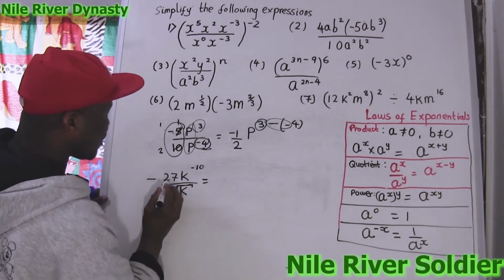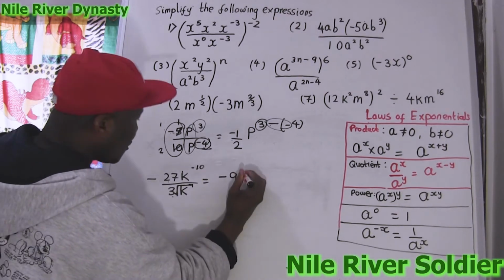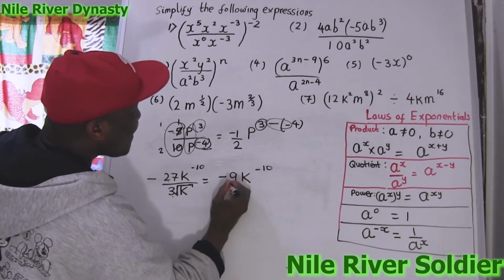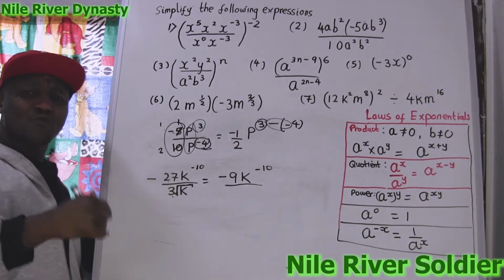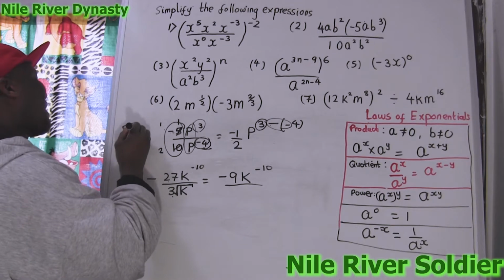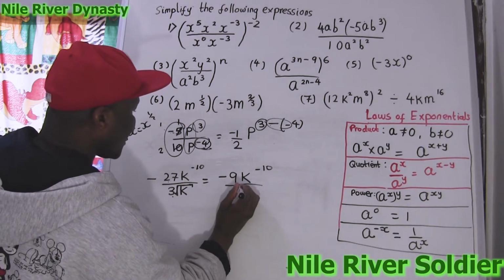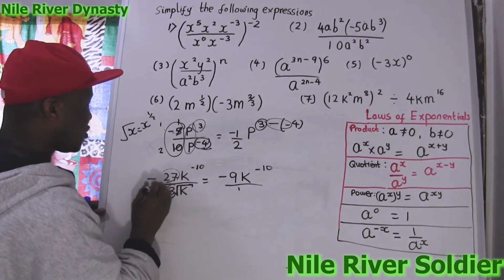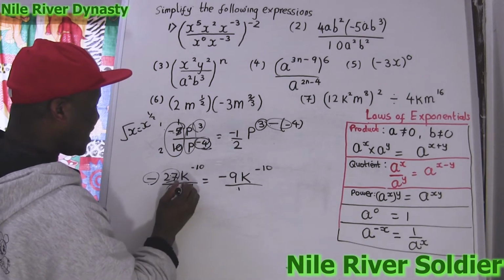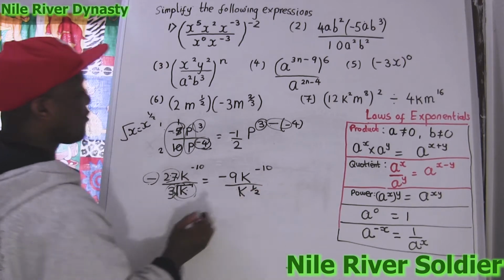First and foremost, 27 divided by 3 is 9, but there's a negative, so it's negative 9. On top, we have k to the power negative 10, which is okay. But at the bottom, it's not k, there's a square root of k. So let's remove that. If you have a square root of anything, let's say x, this can be written as x to the power of a half. So here we're only left with the square root of k, which will be k to the power of a half.